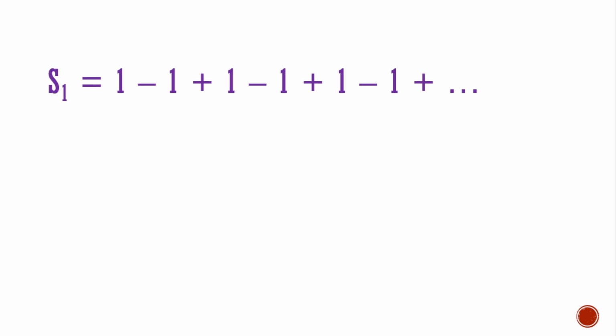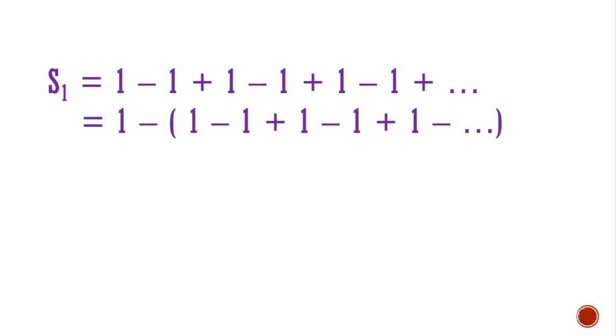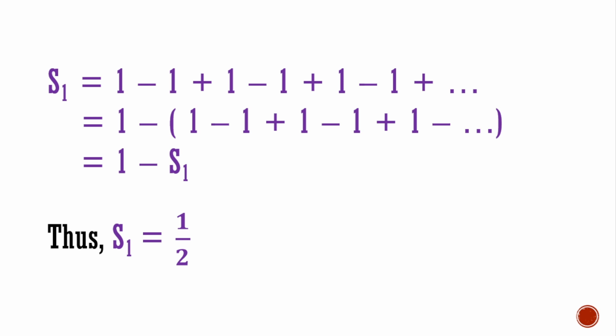So we have S1 is equal to the sum of this series. If I take a negative sign common from the second term, third term, and so on, I get this expression. If you look at the expression in the parenthesis, it is S1 only. So S1 is equal to 1 minus S1. Simplifying it results in S1 equal to half. This establishes the claim 1.